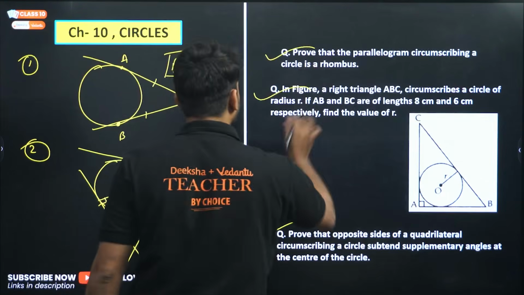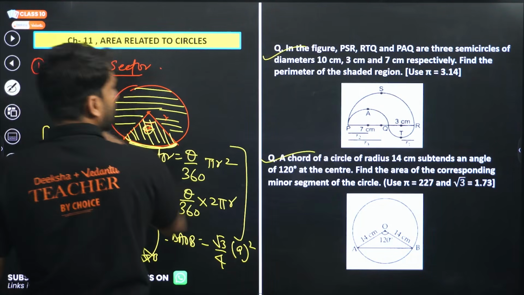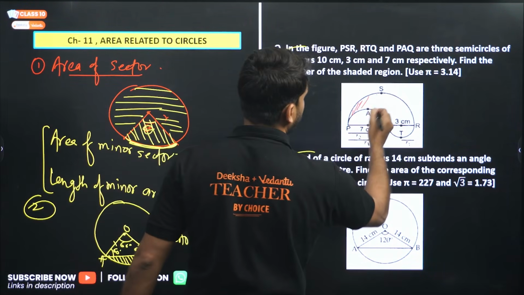So 3 questions I have brought up here for you only. Sorry, 2 questions are there, and this is the shaded region. I think the shaded region is not visible to you guys.